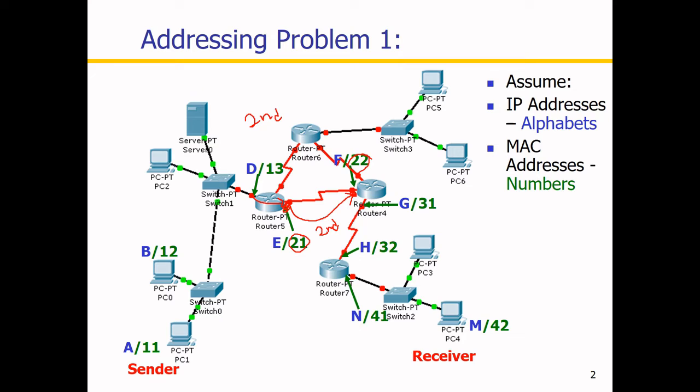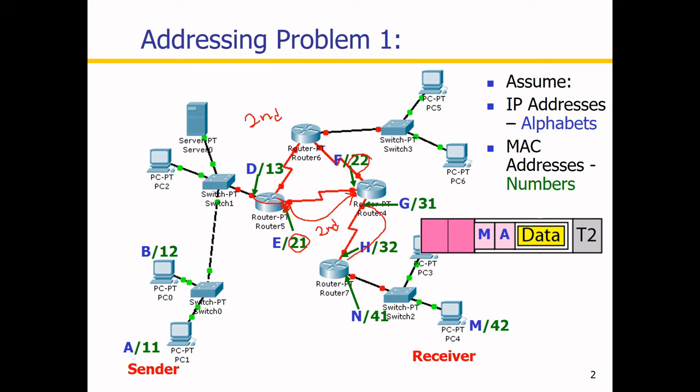Okay, and when that's done, the data is going to flow from router 5 to router 4. And then for the third jump, that's going to be from this G interface of router 4 to this H interface of router 7. Remember, the movement from this F interface to G interface is not going to be considered a hop-to-hop delivery.